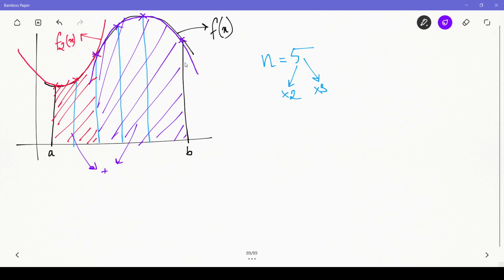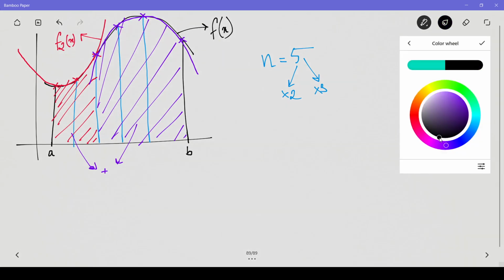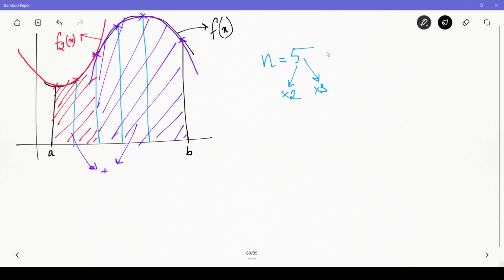Okay, fine. So let's try to scale it up to more segments. Let's say instead of n equals 5, why not take n equals 7, right? So now our value of n is 7. How can we partition, or how many permutations of multiples of 2 and multiples of 3 can we use to apply the mixed version of the Simpson's 1 by 3 and 3 by 8 rule?